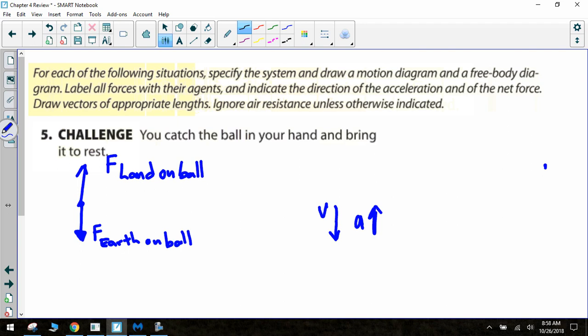Okay. So it says, specify the system. So the system was the ball. Draw a motion diagram and a free body diagram. So let's do the motion diagram. It's falling, but it's going to get closer and closer together. So up at the top is the initial, down at the bottom is the final.